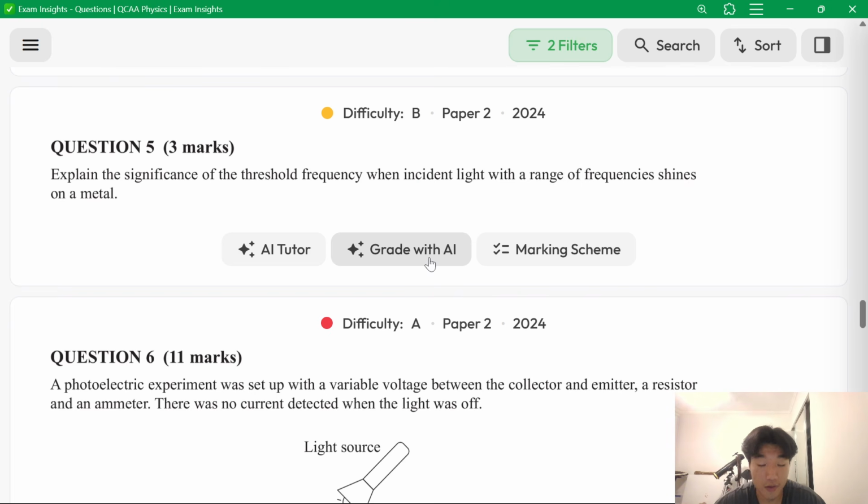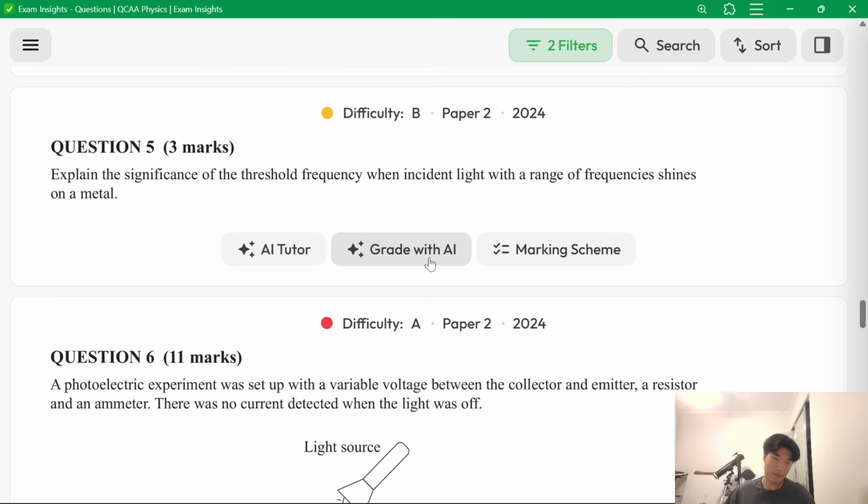Explain the significance of the threshold frequency when incident light with a range of frequencies shines on a metal. Okay, a range of frequencies. Immediately, I'm thinking we need to say what happens when the incident light has a frequency below the threshold frequency, and then what happens when it's above the threshold frequency.